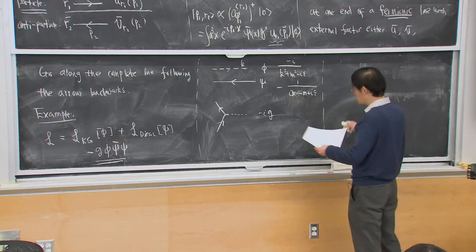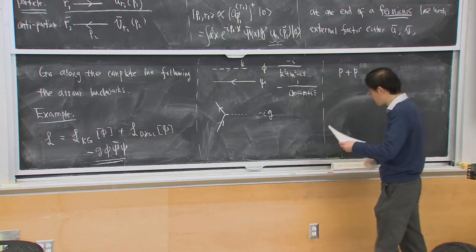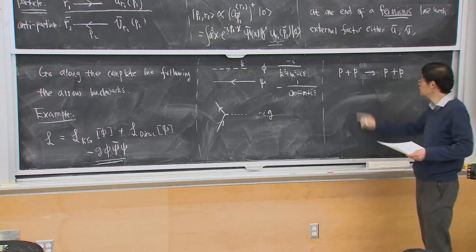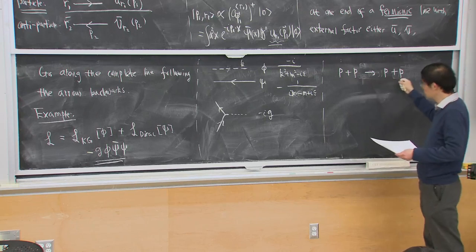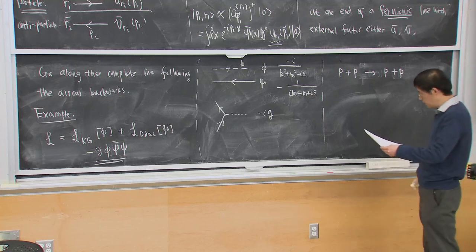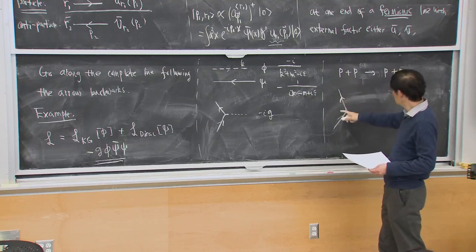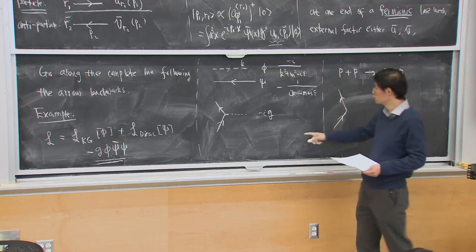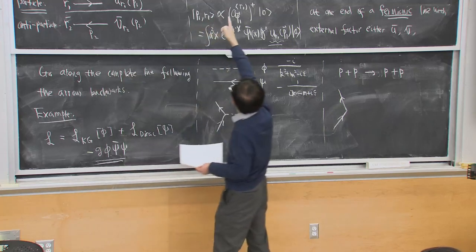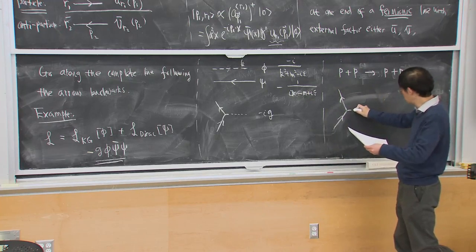So now let's just consider the process. Let's denote the psi particle by P, P goes to P, okay? So you have two initial state particles, and the final states are also particles, okay? And now you have one obvious diagram you can draw, because the incoming lines are particles so they should go in, and then the outgoing final state particles should come out. Okay, so one possible diagram is like this.